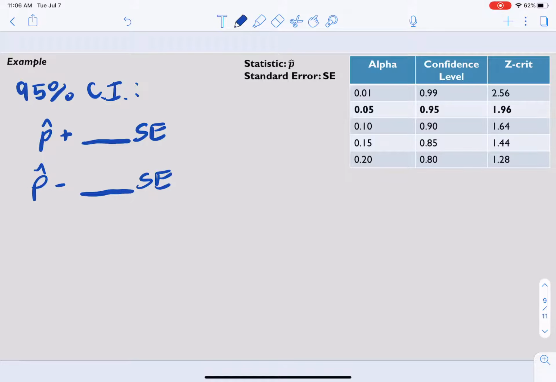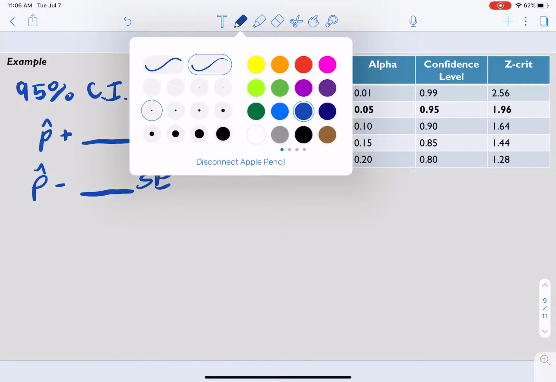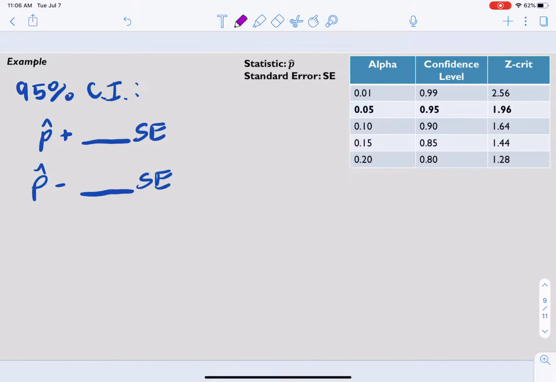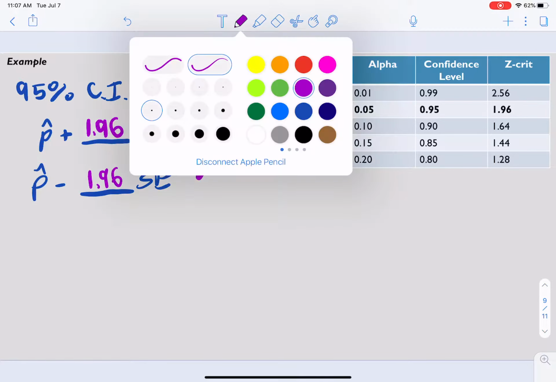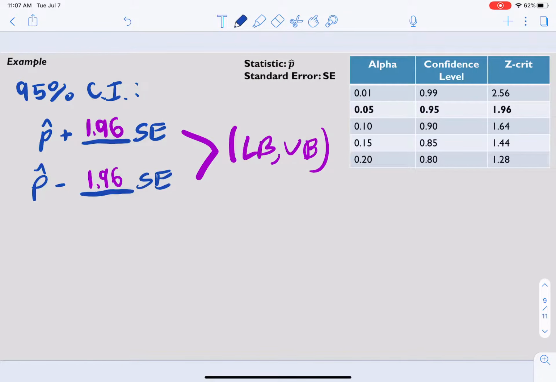With a 95% confidence interval, what we need is the appropriate z-critical value, which in this case would be 1.96 in both spots. So that leads to some lower bound, we'll call it LB, and some upper bound, UB. Okay, let's see how this changes with a 99% confidence interval.